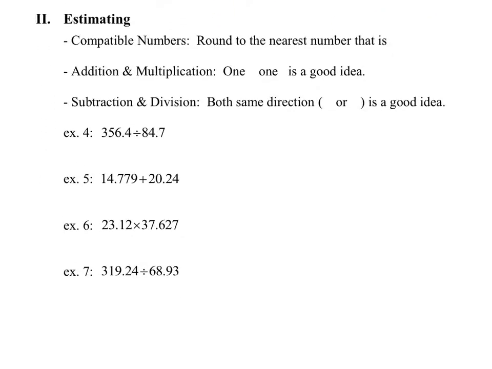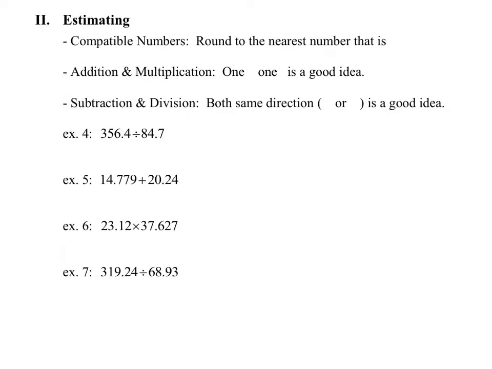So estimating. You can take and round numbers to compatible numbers and then do the math. So what's a compatible number? Compatible numbers says round to the nearest number that is easy to use. Hopefully it's easier to use than it was for me to write that, but easy to use.